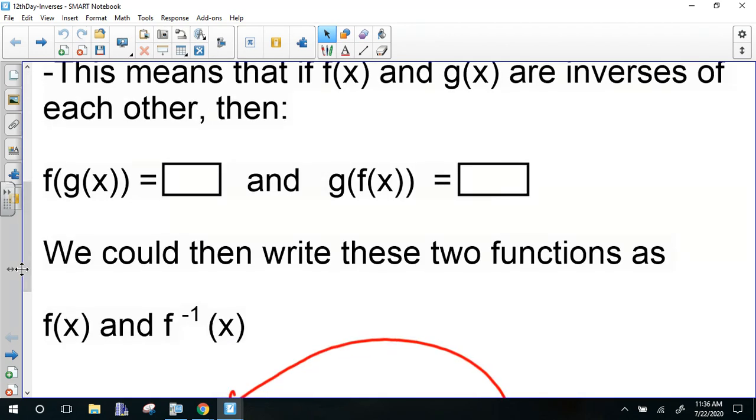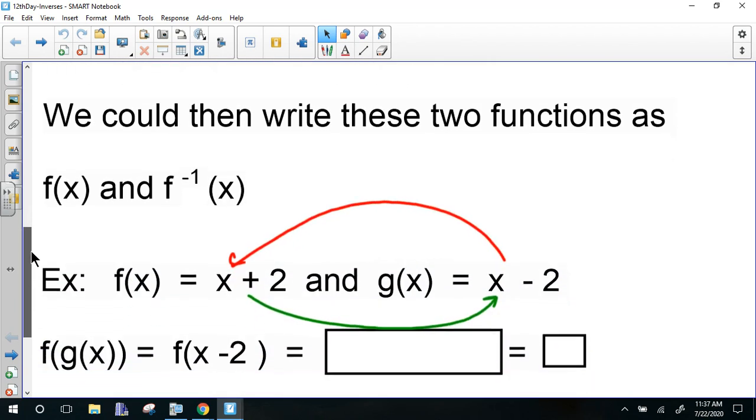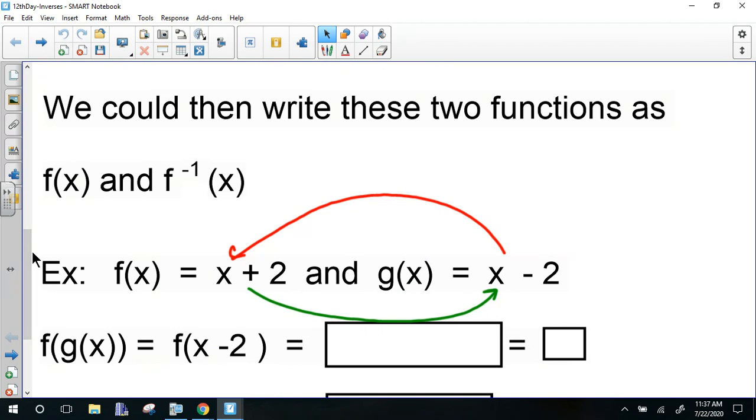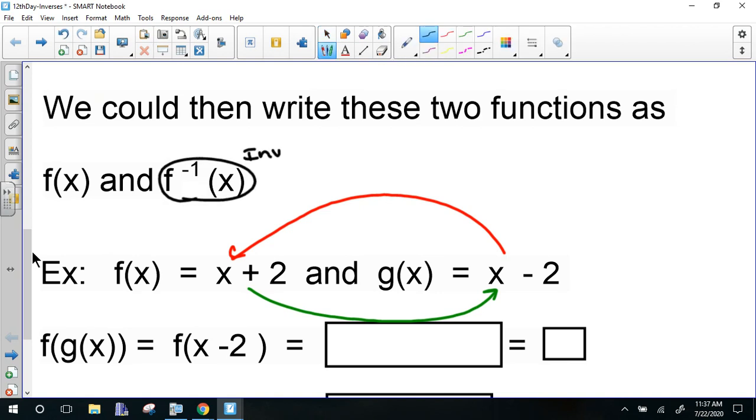Well, that means that if f of x and g of x are inverses of each other, then if I did f of g of x, it equals x, and g of f of x should also equal x. So we could then write these two functions as f of x and f to the negative 1 of x. This is what you would write for the inverse. Anytime you see that negative 1, that's the inverse.